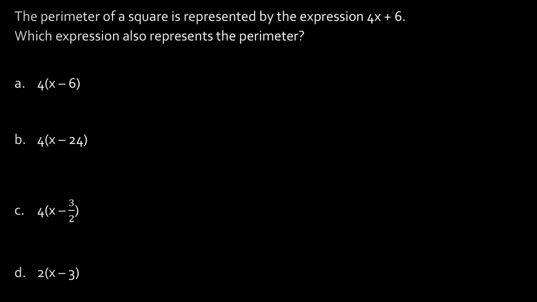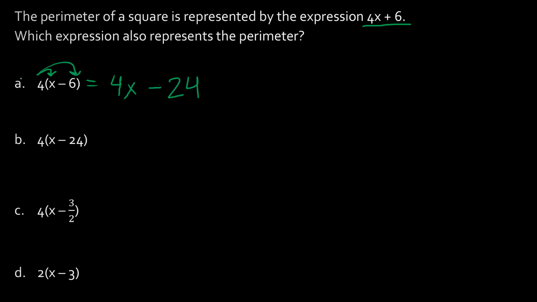Our next problem here says the perimeter of a square is represented by the expression 4x plus 6. Which expression also represents the perimeter? So now this one we're going backwards, and we need to check which one of these, when I multiply it, will give us 4x plus 6. So let's distribute these. 4 times x gives me 4x. 4 times 6 gives me 24.